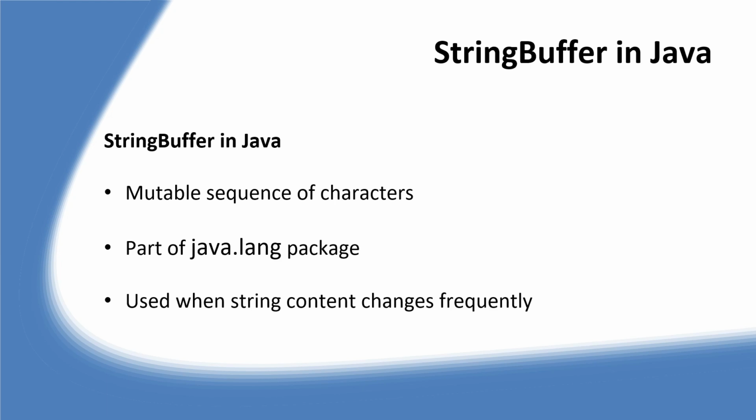So string buffer in Java. It is a mutable sequence of characters. Mutable means we can modify the existing string buffer object, and it belongs to the java.lang package. It is used when string content changes frequently. So whenever we want to modify the existing string content frequently, we will use string buffer.